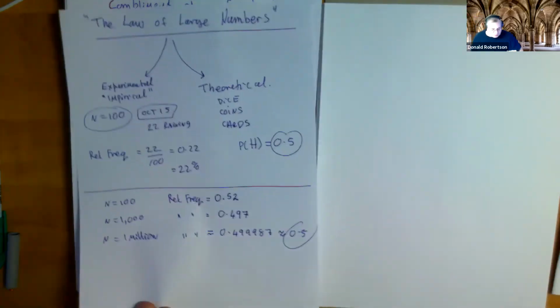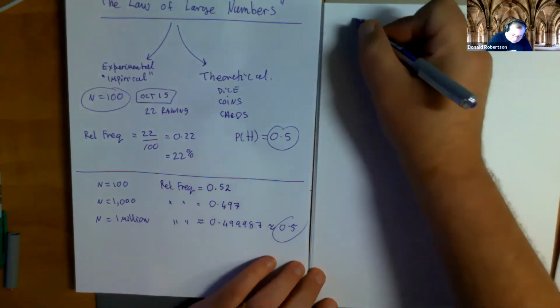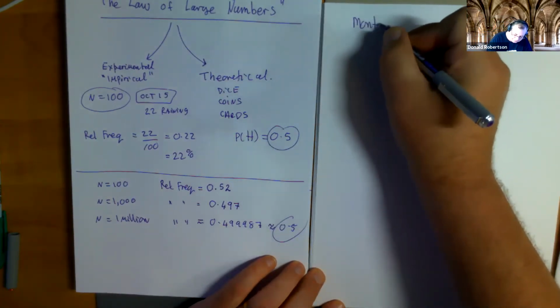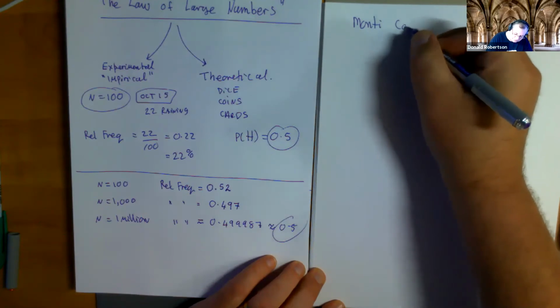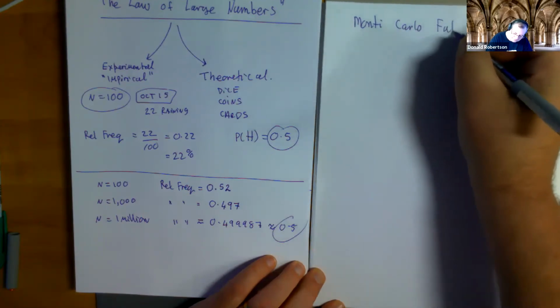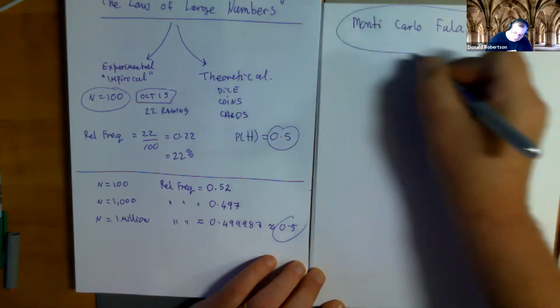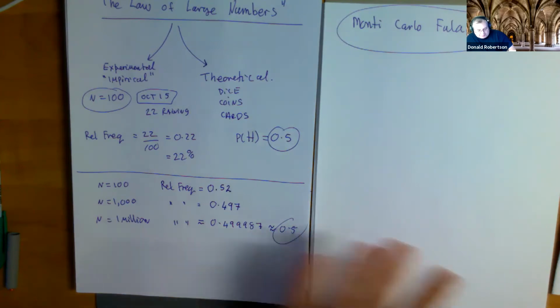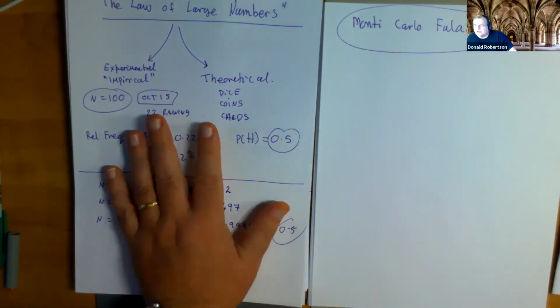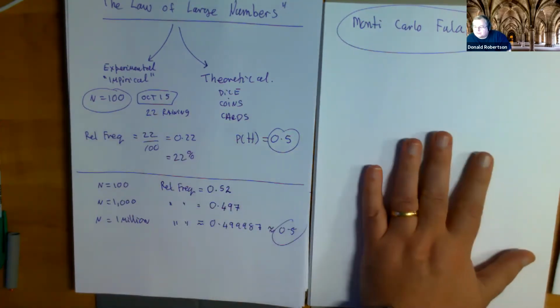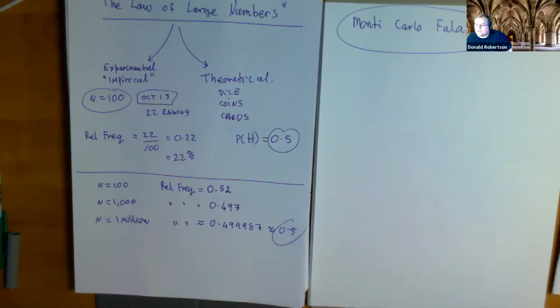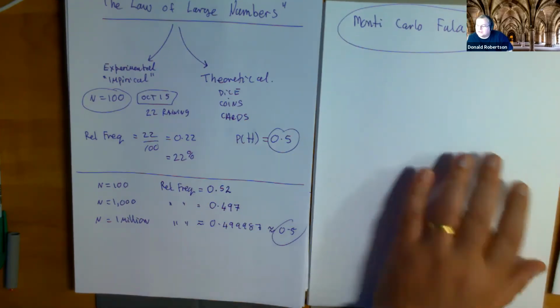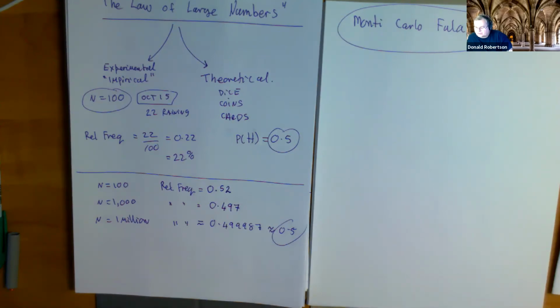Now, I'm going to show you what's called the Monte Carlo fallacy. People use the law of large numbers and they use it wrongly. They use it so that it sounds like it's going to tell them what's going to happen. Probability doesn't tell you for certain what's going to happen. It just tells you the chances of various things happening, right?